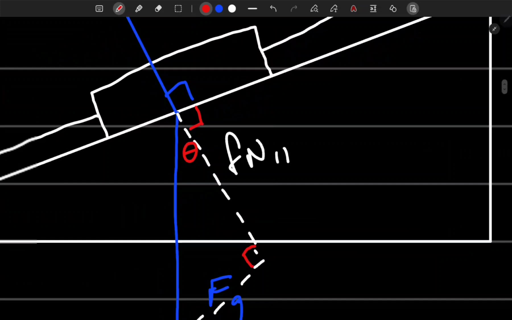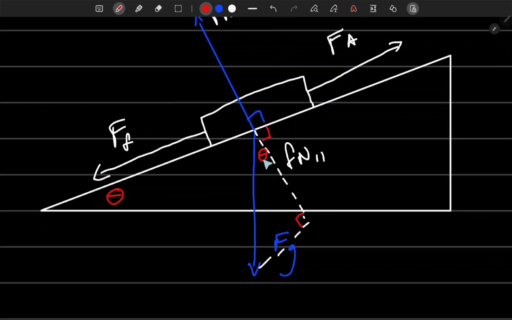So if this is our angle theta, if we want to find this line, the value of the parallel FG, right? So actually, let me call this, so this is the surface, sorry. So this is FG, but this is the surface, right?